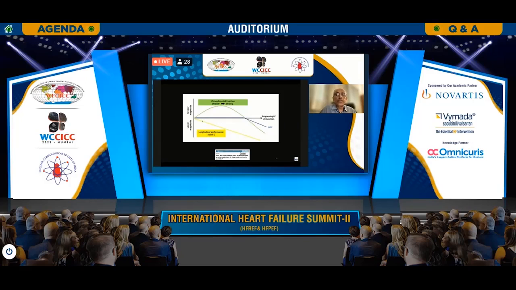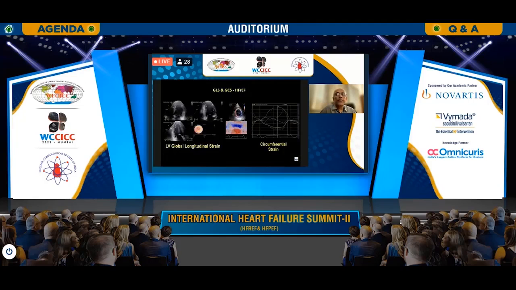So this is a very simple way of looking at GLS in terms of how it declines over a period of time. As it keeps declining, circumferential fiber starts to compensate, and over a period of time, even the circumferential strain starts to decline, and that's when the LVEF comes down. So this is typically how these patients progress. And we have the GLS, which is more available on the machines. GCS has still not come in a regular way as far as the commercial software is concerned.